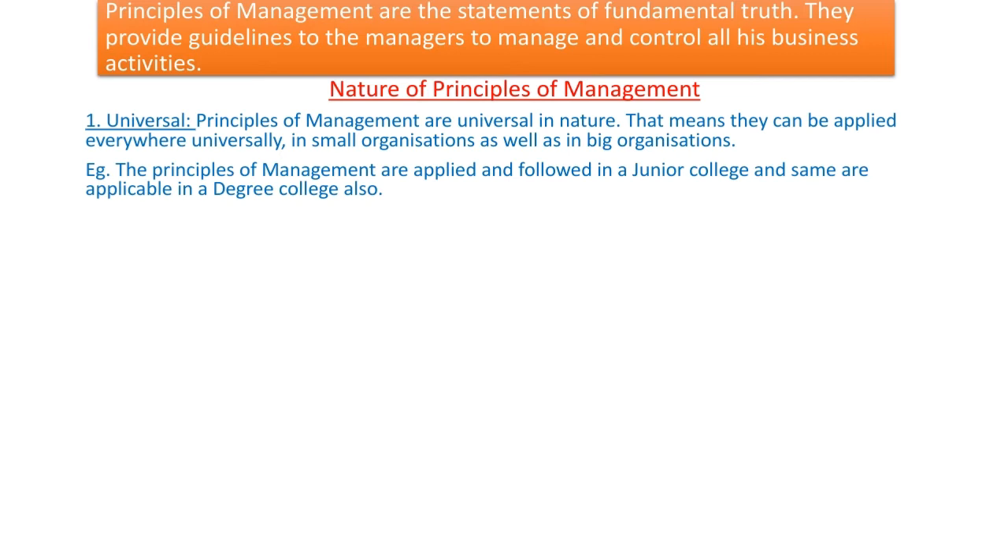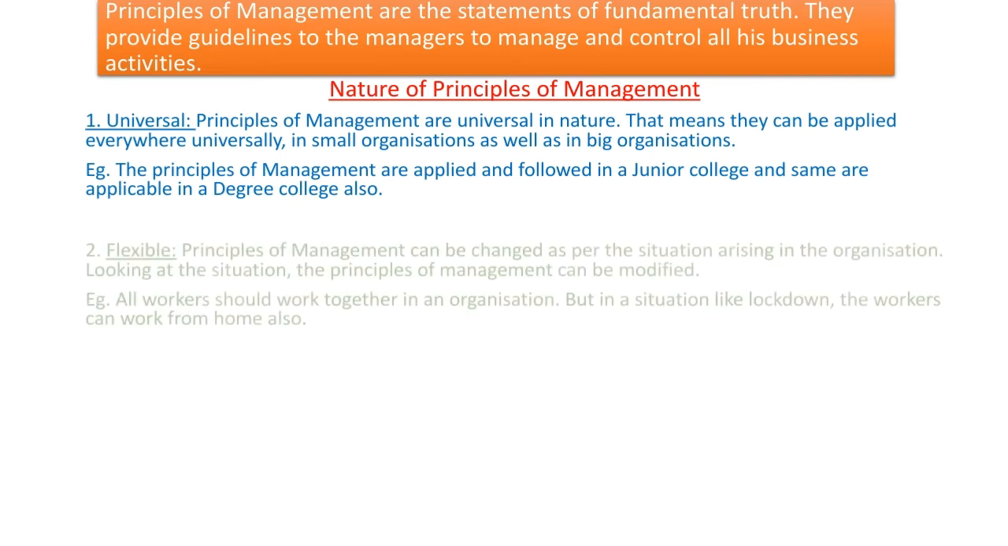When you pass out 12th standard and you go for 13, 14, 15, that is called degree college. So that becomes a higher and bigger institution, right? So the same principles of management can be followed, have to be followed in the degree college also. So a junior college is a small organization. A degree college is a big organization, okay? But the same principles will be applied to junior college as well as in the senior college, that is degree college, right? Now we move to the second point.